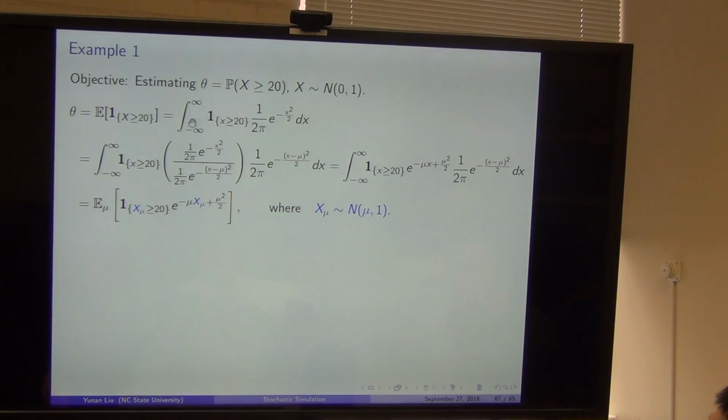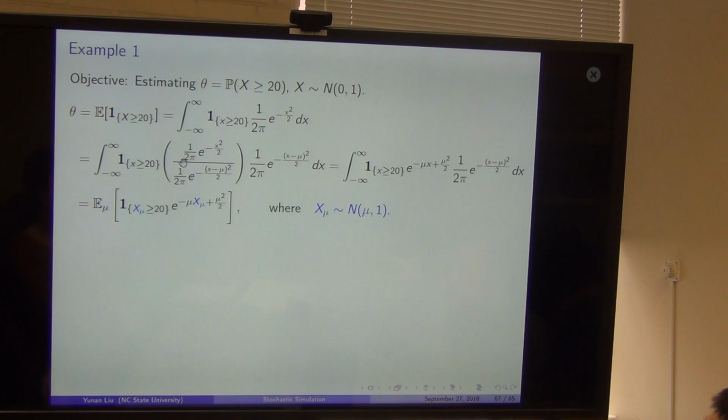What do we do here? Let's pick a g. Many g's you can pick, but let's just pick some easy one. Let's pick a normal g. So this is the g. Again, there's a typo here: square root of 2 pi everywhere. Whenever you see 2 pi, it should be a square root.